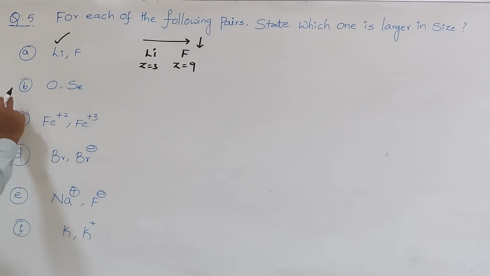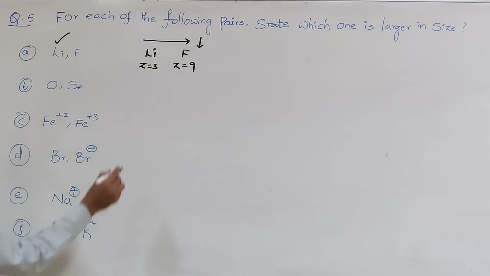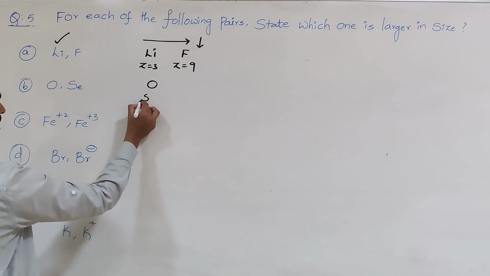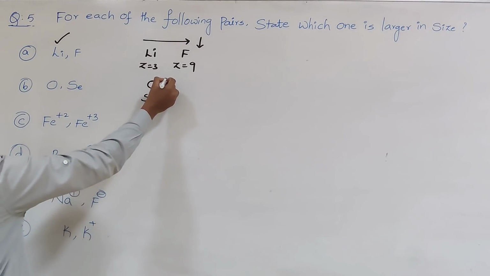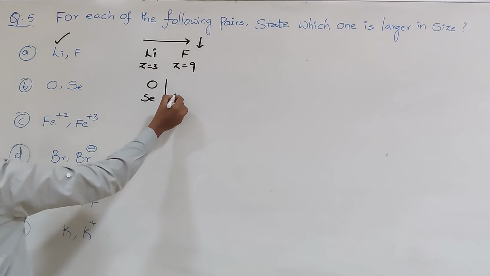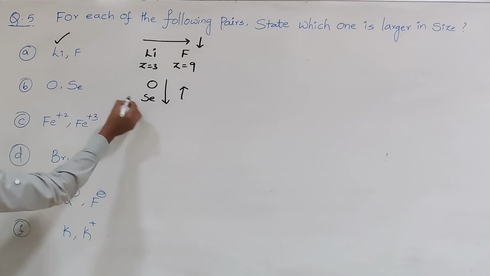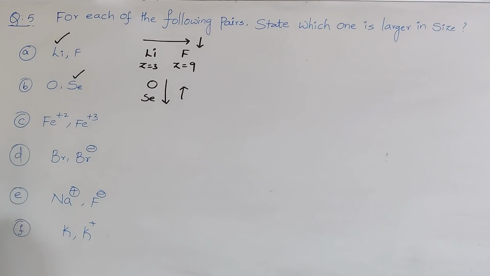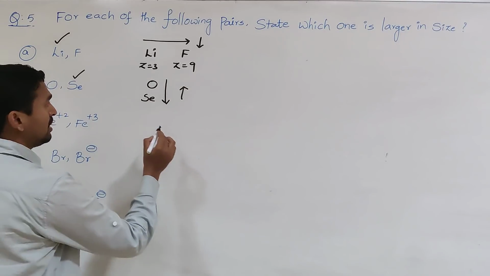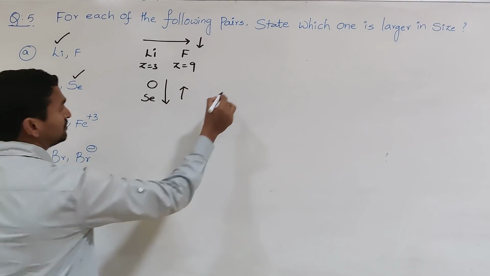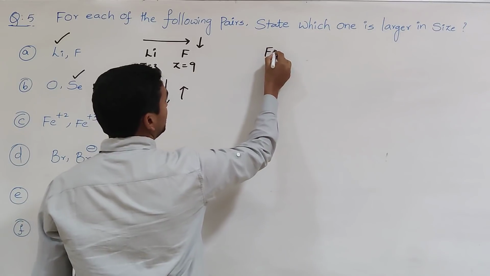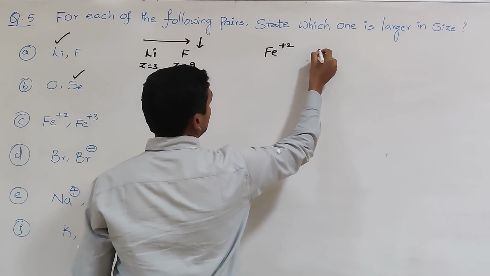Coming to the second: oxygen, selenium. Oxygen and selenium belong to the same group. As we go down the group, atomic radii increases. So selenium is larger in size. Next, iron: Fe plus 2 and Fe plus 3.